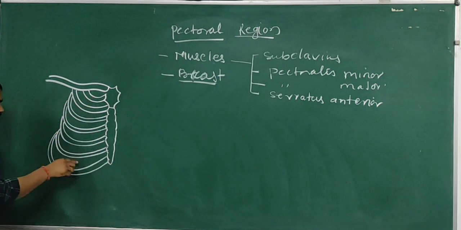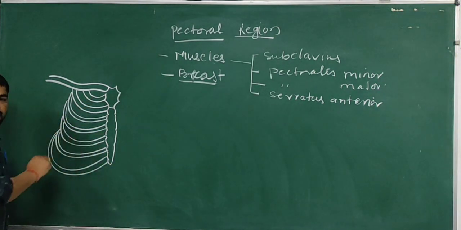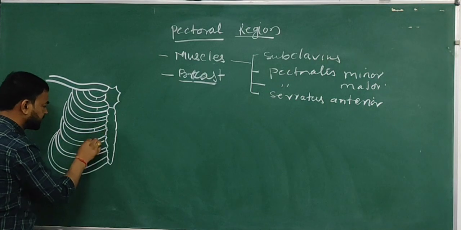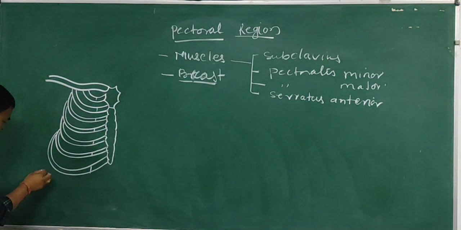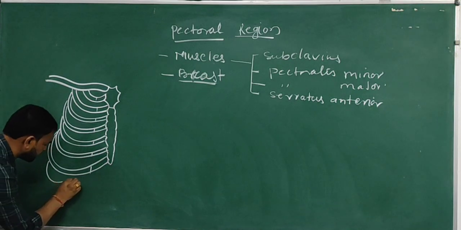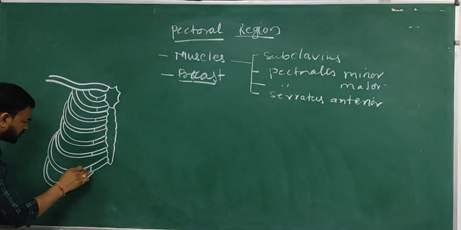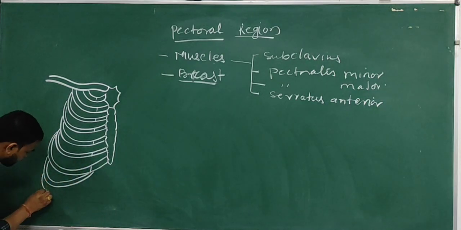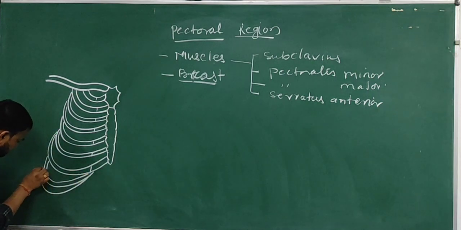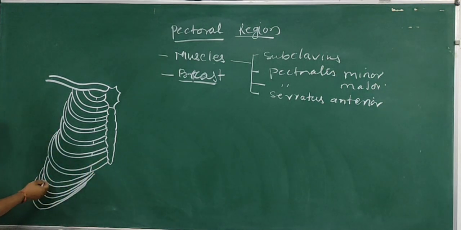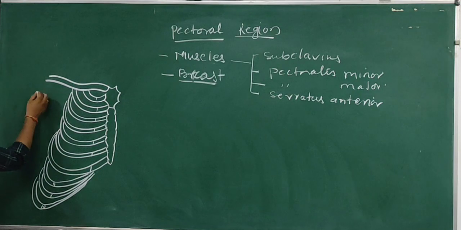So from first to seventh, these ribs are directly articulated with the sternum with the help of costal cartilage. So this is the costal cartilage. And the 8th, 9th and 10th ribs are indirectly articulated to the sternum, that is by the costal cartilage. Okay, so these are the false ribs, the 8th, 9th and 10th.